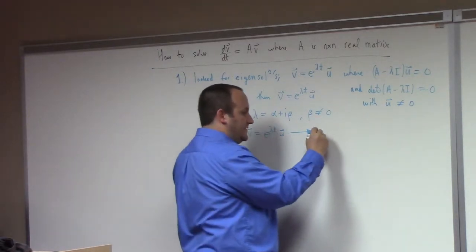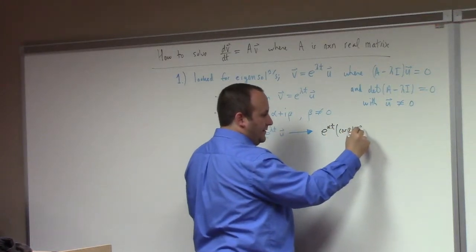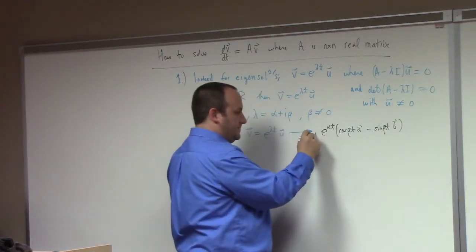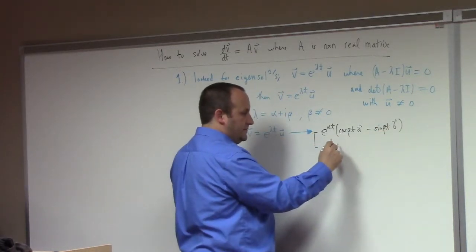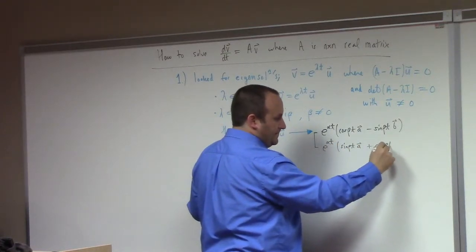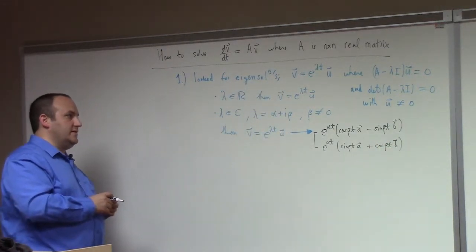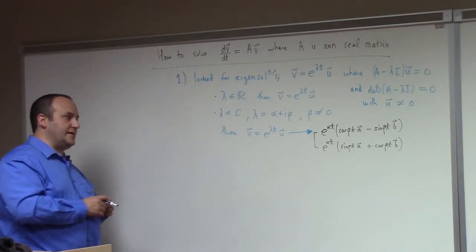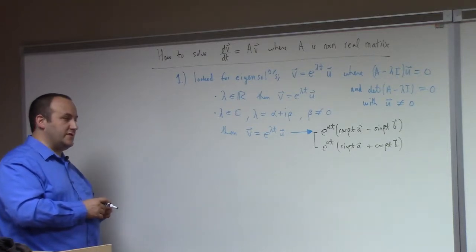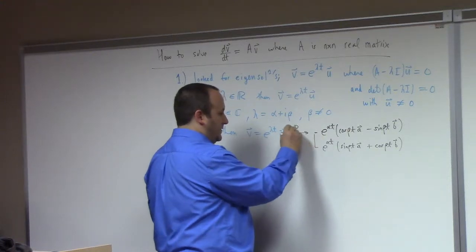We get e^(αt)(cos(βt)a - sin(βt)b), and e^(αt)(sin(βt)a + cos(βt)b), right? So that was just the eigencase. These are our solutions. For each real eigenvector, we get an eigensolution, and for each complex eigenvector, we get a pair of real solutions, the real and the imaginary part of the complex solution.